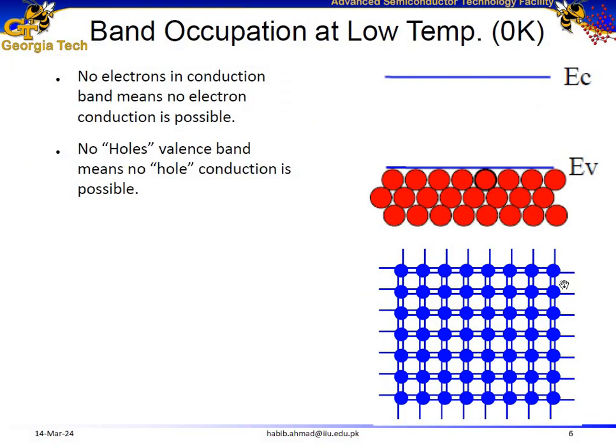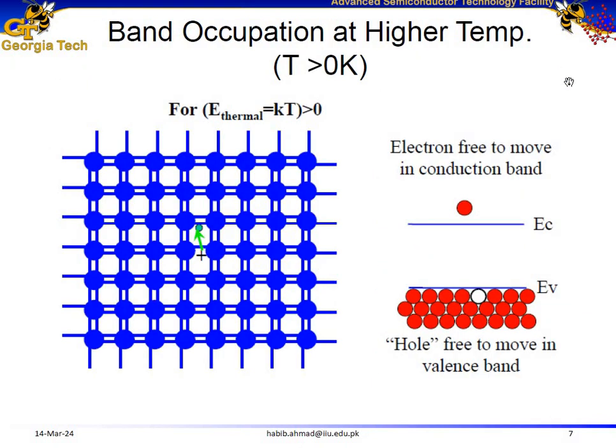Now we know that at absolute zero temperature or 0 Kelvin, all these electrons are attached to the parent silicon atoms. Or by analogy of a semiconductor band gap, we can say that the valence band is full of electrons and the conduction energy level is empty of electrons.